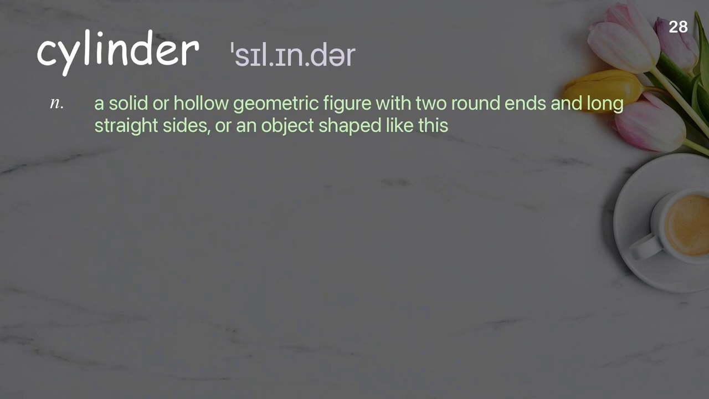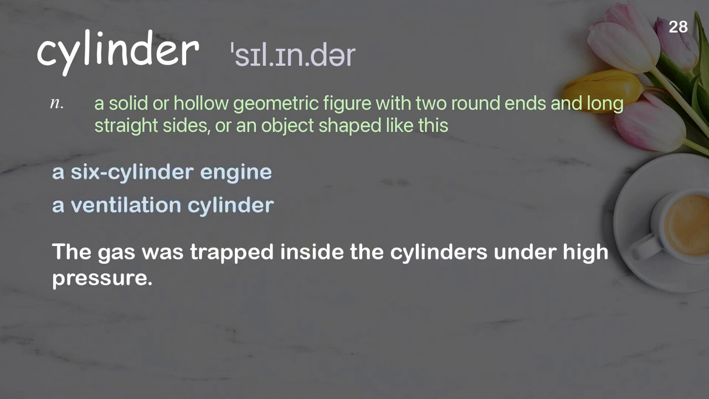Cylinder. A solid or hollow geometric figure with two round ends and long straight sides, or an object shaped like this. Examples. A six-cylinder engine. A ventilation cylinder. The gas was trapped inside the cylinders under high pressure.